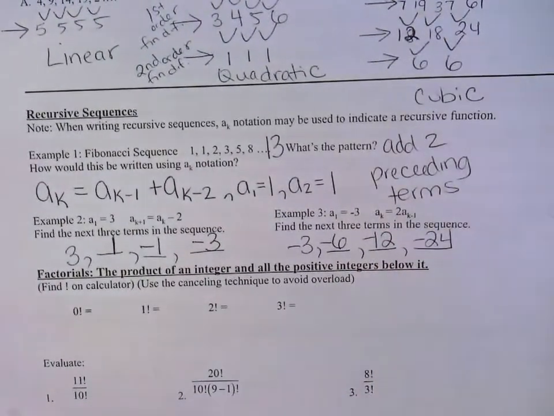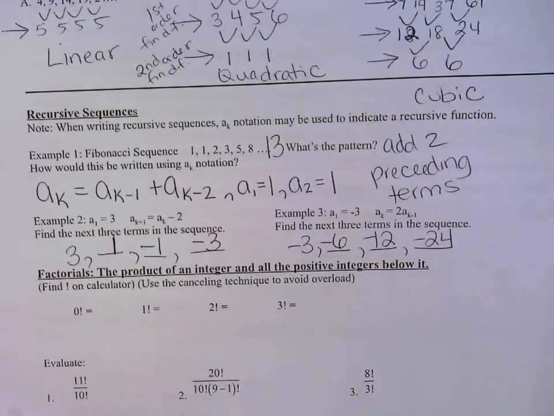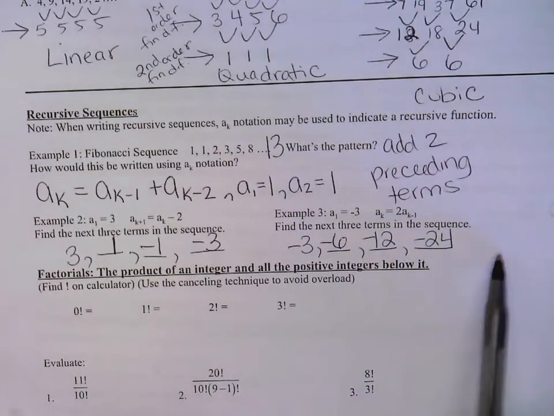So you could write a different function for this. You could plug in term 100, or you could just double all the terms till you get to 100. Which one would be easier? Knowing the closed formula is easier.